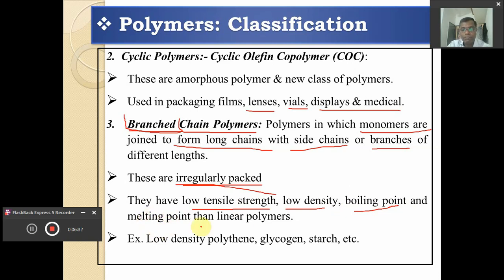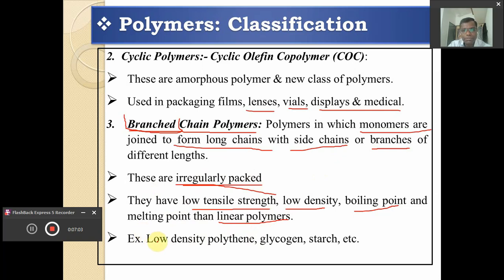So here, if you compare these polymers with the linear polymer, then these have low tensile strength, low density, and low physical constant than the linear polymer, because linear polymers are closely packed because of their linear structure. But as this polymer has side chains, or you can say side branches of different lengths, they are not too closely packed, and they have low values of tensile strength, density, and physical constant.